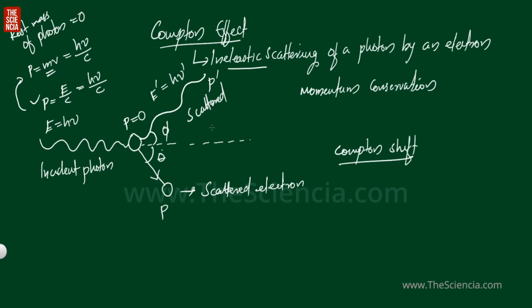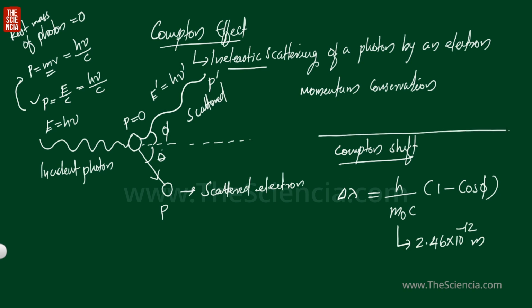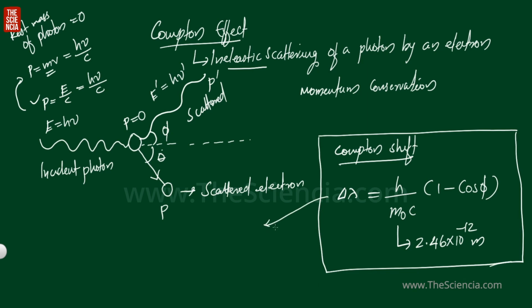I told you the wavelength of the scattered photon is greater than the incident photon. So the shift in wavelength is delta lambda, and that will be equal to h by m0 c into (1 minus cos phi). And here the value of h by m0 c is 2.46 into 10 raised to minus 12 meter. This is a very important equation. And I tell you one special condition, that is when phi equals 90 degrees, then you can see delta lambda is equal to h by m0 c.